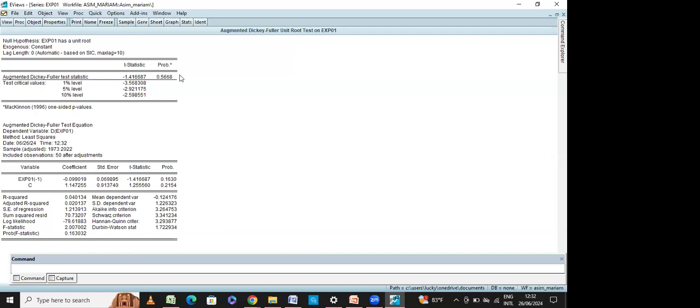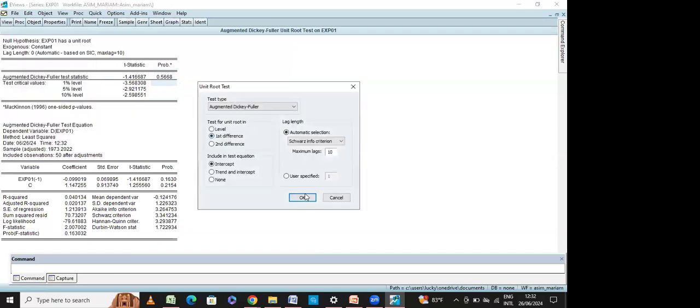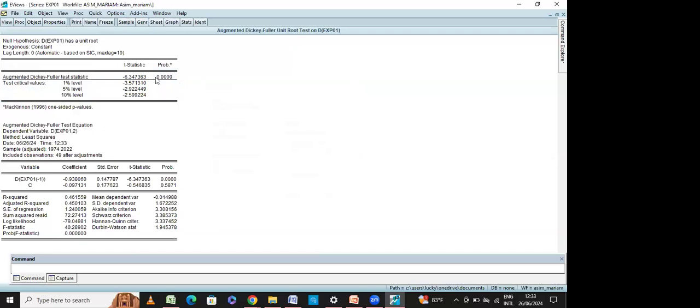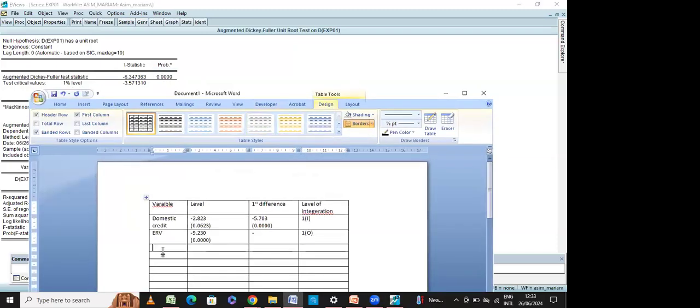No, it is not stationary, because the probability value is higher than 0.05. So I am going to select first difference. Yes, it becomes stationary at first difference. The probability value is below 0.05 at first difference. So I can note this down in my chart also.